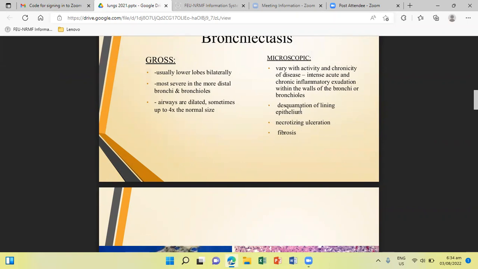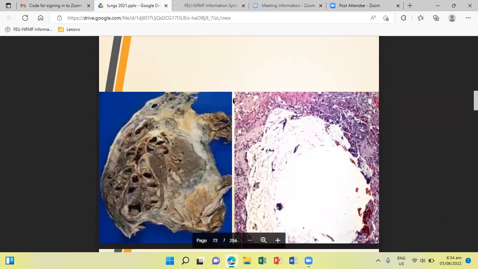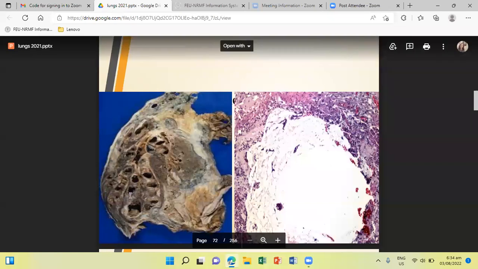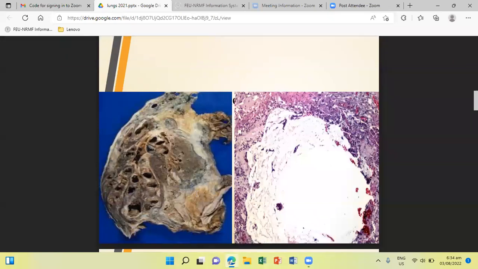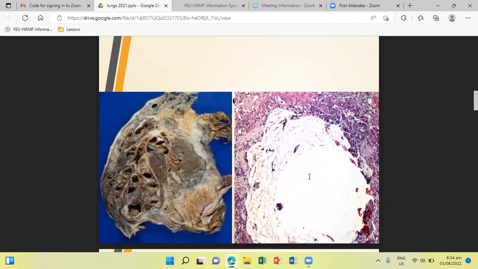In full-blown active cases, you may see active inflammatory infiltrates, acute and chronic at that, with exudation of the walls of the bronchi and the bronchioles. But of course, as you can see that the airways here are dilated, you are expecting it also to be seen microscopically. So this is an example of a dilated bronchiole. Usually, it is characteristically, as I have mentioned, enlarged to more than 4 times the usual size.